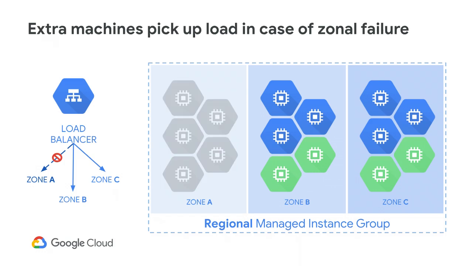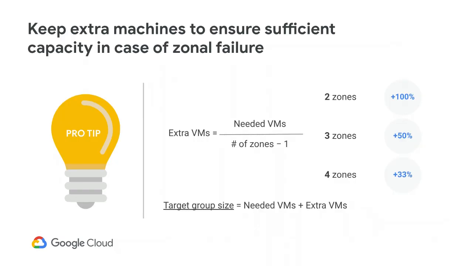And the way to calculate how many extra VMs to provision is easy. You just divide the number of total VMs that you need to serve your workload by the number of the remaining serving zones. So for example, if you deploy your group to 3 zones, you need to provision 50% extra machines so that even in case of zone failure, you have enough machines to serve all of your traffic.